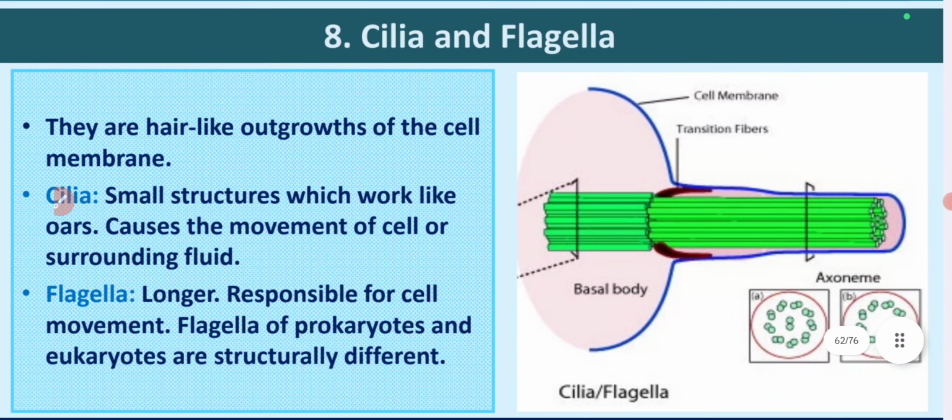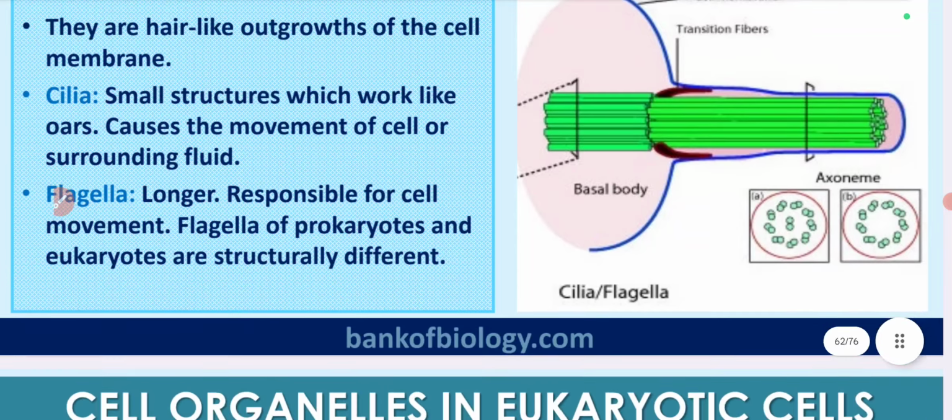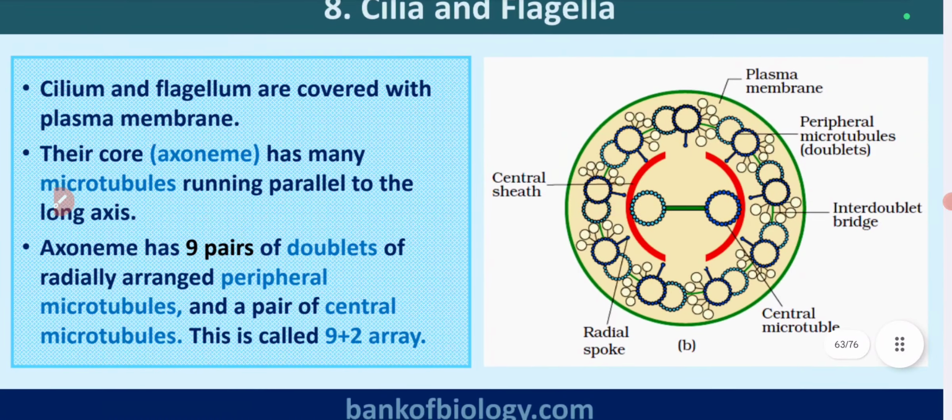Next is cilia and flagella. They are hair-like outgrowths of the cell membrane. Cilia is a small structure which works like oars, causes the movement of cell or surrounding fluid. Flagella is longer, responsible for the cell movement. Flagella of prokaryotes and eukaryotes are structurally different from each other. Cilium and flagellum are covered with plasma membrane.